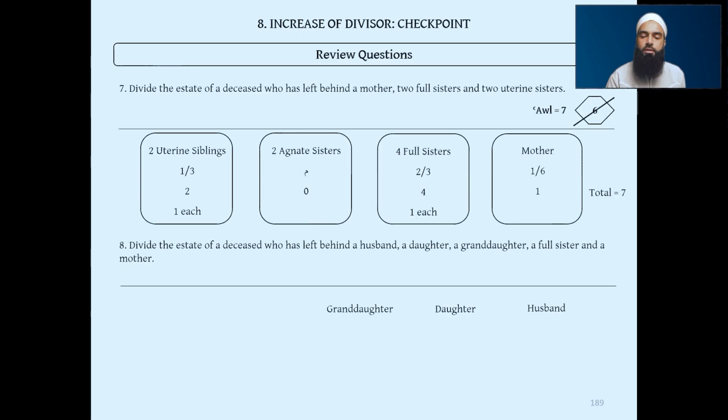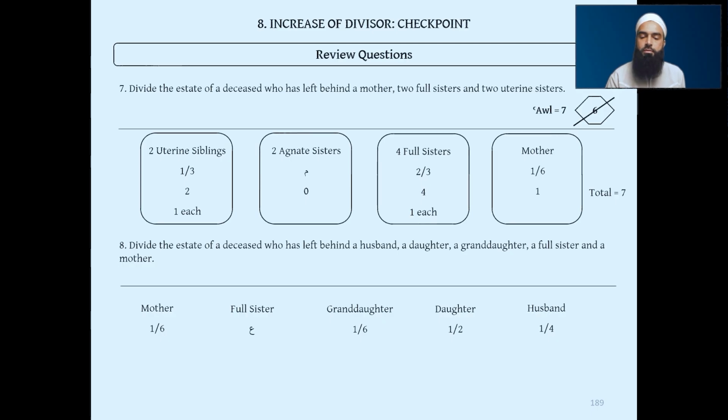Husband, daughter, granddaughter, full sister, and mother. What happens in this scenario? Revealing the answer, husband gets a quarter because there's a daughter there. The daughter gets a half. Granddaughter gets 1/6 with the daughter. The full sister will become the asaba because of ij'alul akhawat ma'al banati asaba. And the mother gets her 1/6 because there's daughters there.